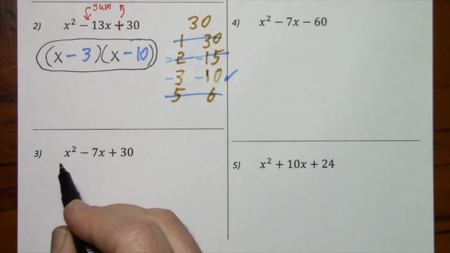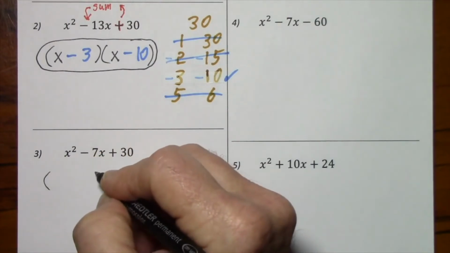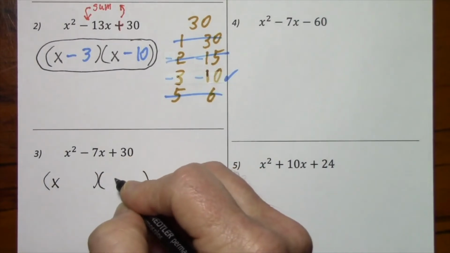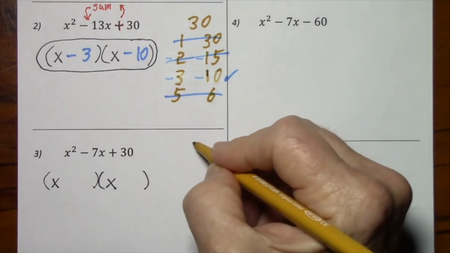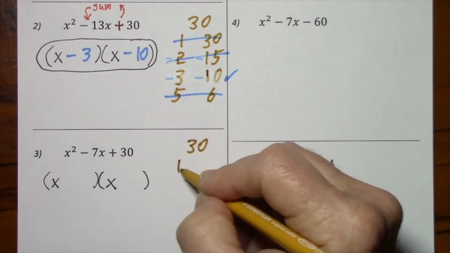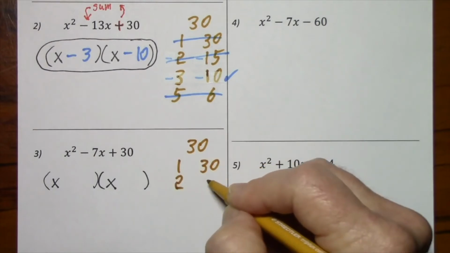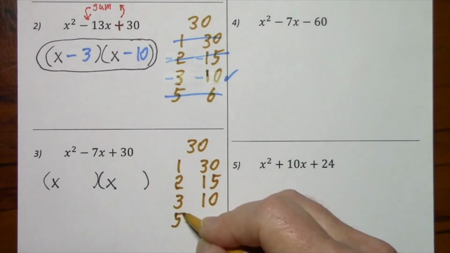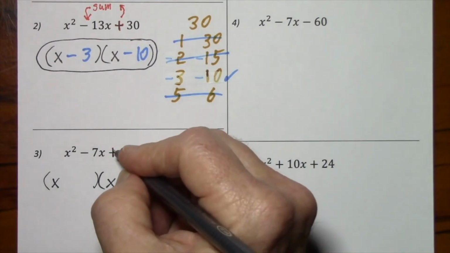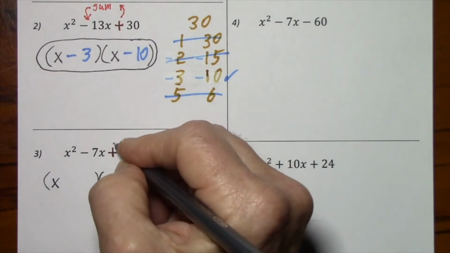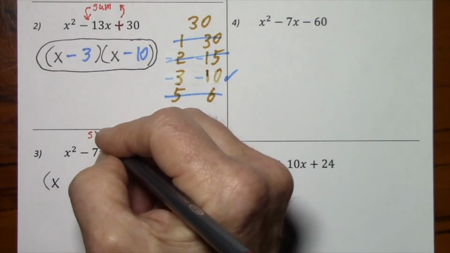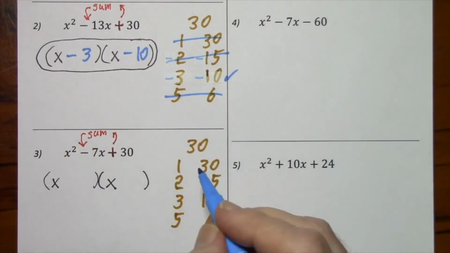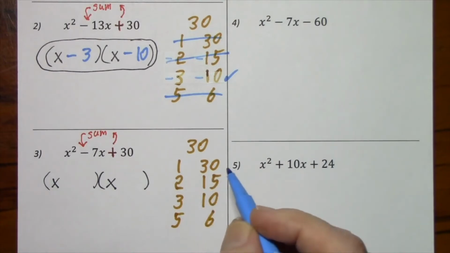Looking at number 3, to factor this, we can take care of our x squared. For the 30, we'll list the factors. Noting that the last term is positive, we want a sum of negative 7. That is, again, the signs have to be the same.